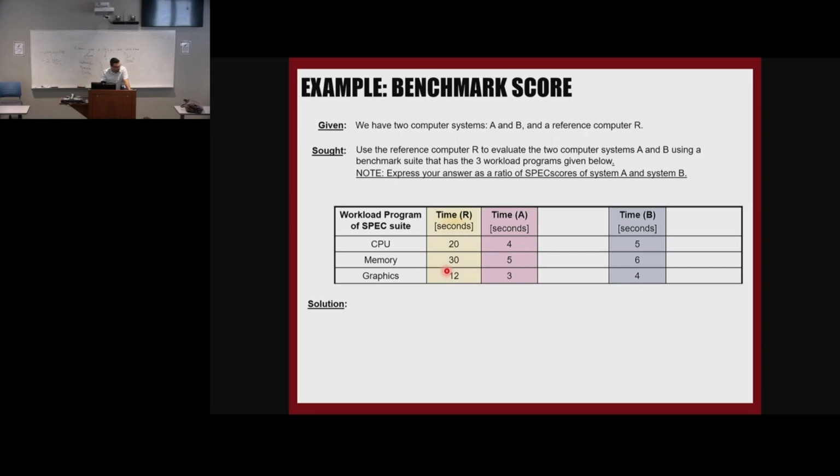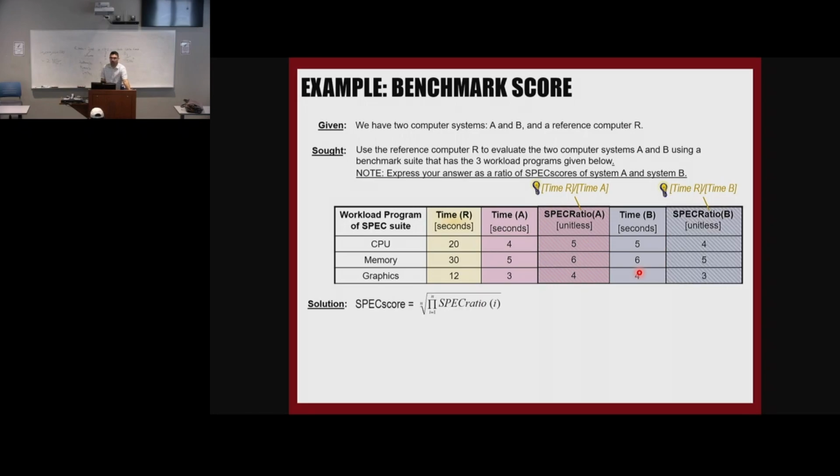SPEC ratio of A for memory is going to be 6, 30 divided by 5. The SPEC ratio of A for graphics is going to be reference divided by A, which is equal to 4. So calculating the SPEC ratios, I get 5, 6, and 4. If I want to do the same thing for B, what is the SPEC ratio here? You tell me. SPEC ratio of B for the CPU workload, 4. 20 divided by 5 is 4. For the memory, 5. For the graphics, 3. So we're going to get 4, 5, and 3.